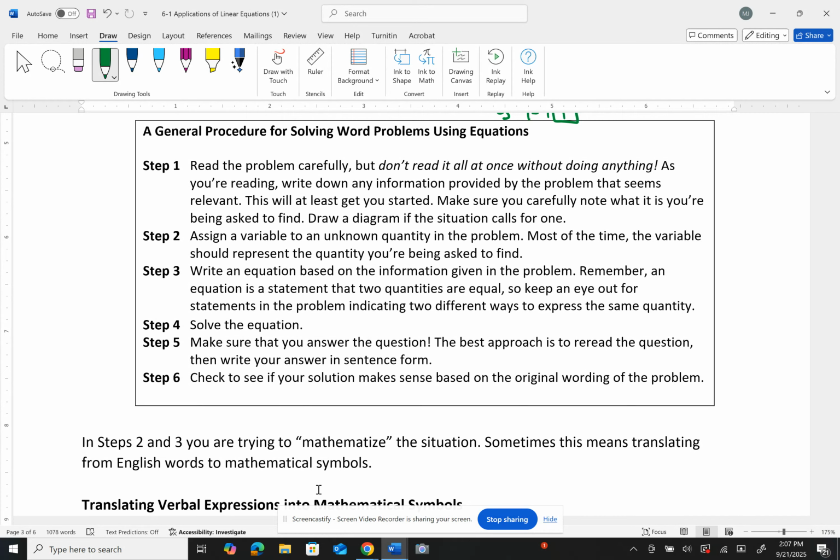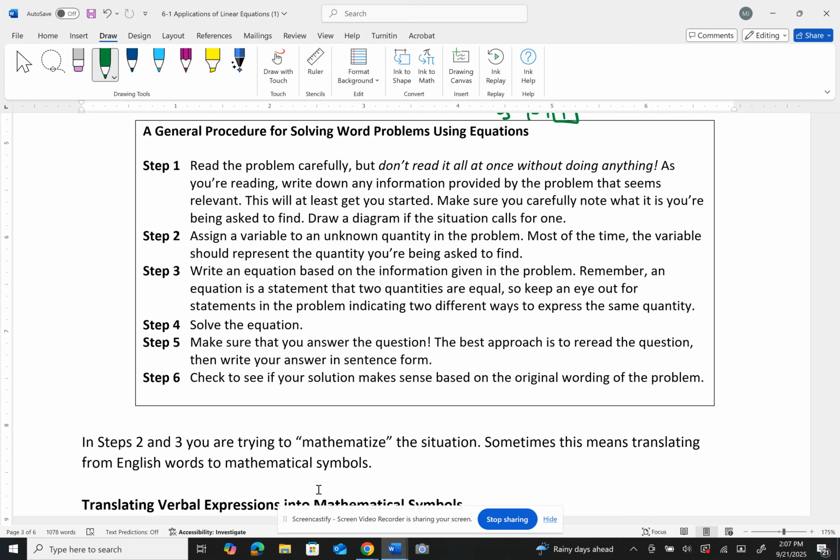All right. Now, what we're going to do that's a little different than what we did in chapter 1 is we're going to try to let a variable like an x stand for one of the unknown quantities in the problem. And usually you're going to let it stand for what they wanted you to find. Okay. Then you're going to write an equation based on the information they give you. Okay. So you're going to look for quantities in the problem that you might be able to decide are equal to one another.